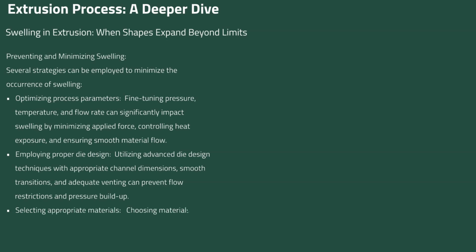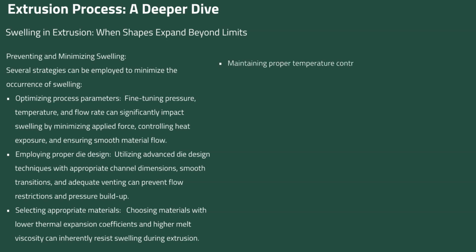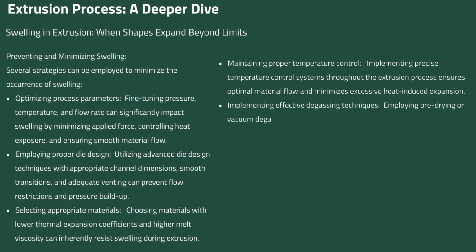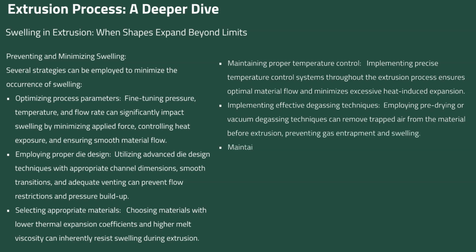Selecting appropriate materials. Choosing materials with lower thermal expansion coefficients and higher melt viscosity can inherently resist swelling during extrusion. Maintaining proper temperature control. Implementing precise temperature control systems throughout the extrusion process ensures optimal material flow and minimizes excessive heat-induced expansion. Implementing effective degassing techniques. Employing pre-drying or vacuum degassing techniques can remove trapped air from the material before extrusion, preventing gas entrapment and swelling. Maintaining die quality.